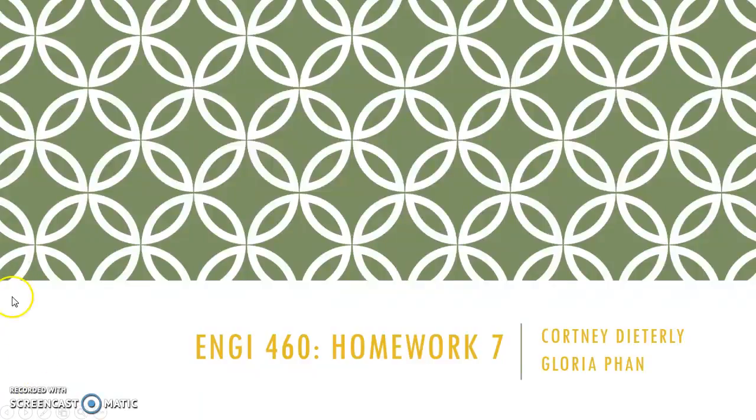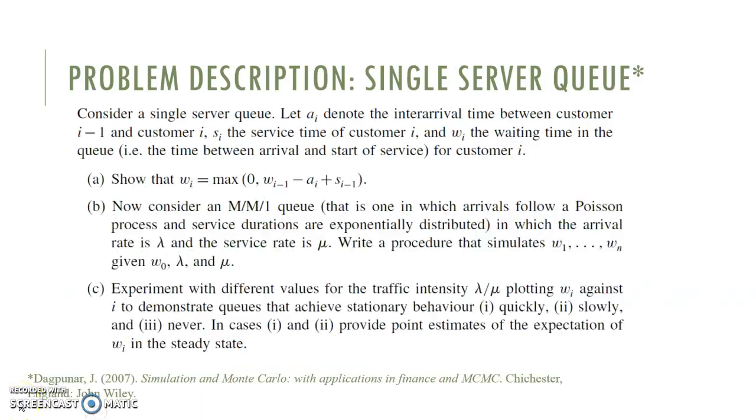Homework 7. Alright, so here's the problem description. We're going to consider a single server queue. Let A denote the inter-arrival time between customers, S is the service time of a customer, and W is the waiting time in the queue. Okay, so there are three parts, A, B, and C. We're first going to go over A, and then B and C. Once you do C, it kind of proves that your B was correct, so we're combining those.